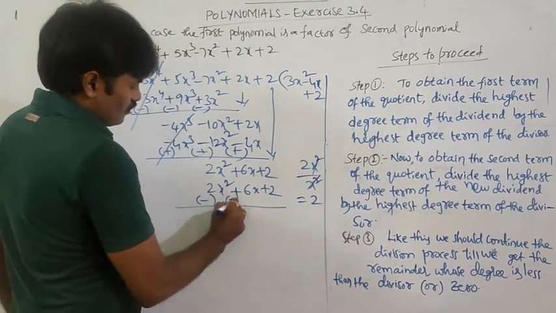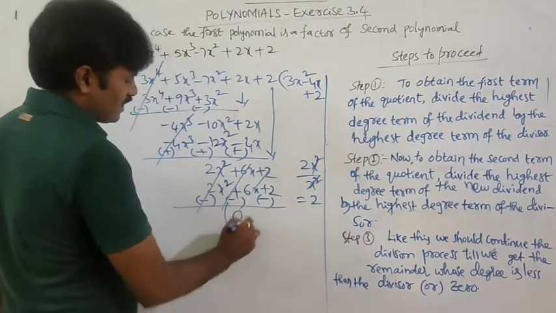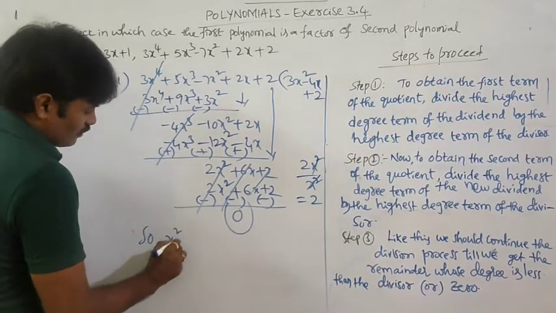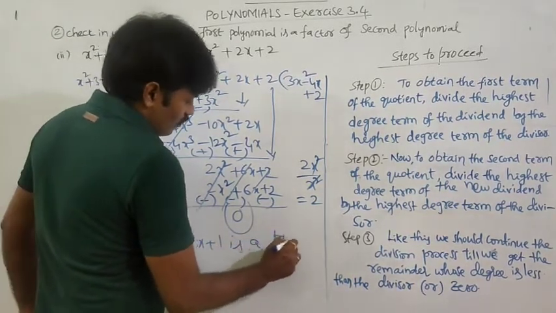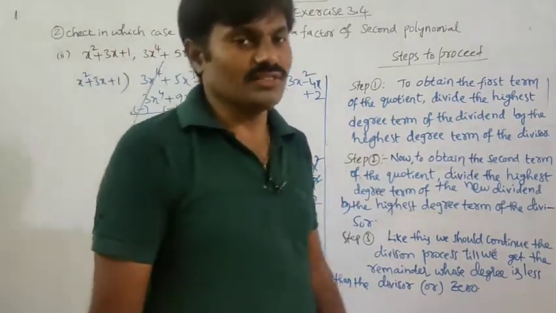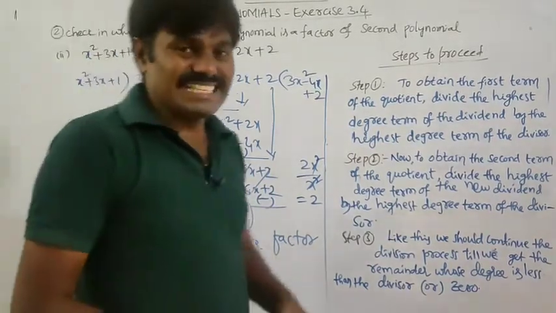So if you continue the process, all these terms get cancelled, remainder 0. So here also x square plus 3x plus 1 is a factor of the given polynomial since the remainder is 0. Is it like this? You have to continue the division process. Is it easy or not? Very easy.